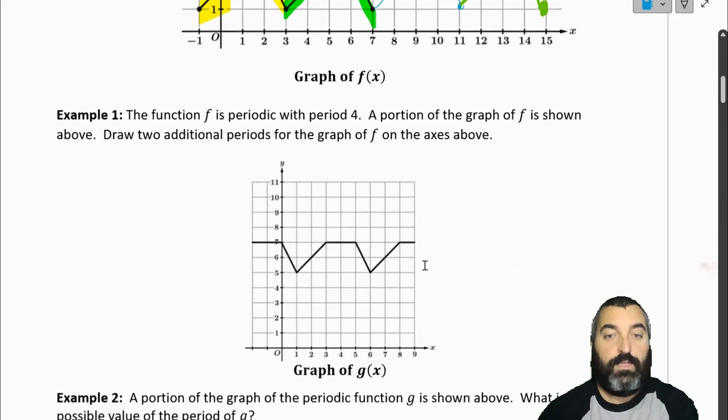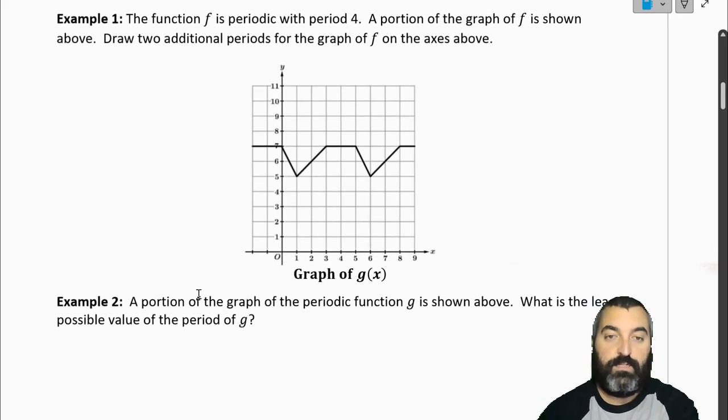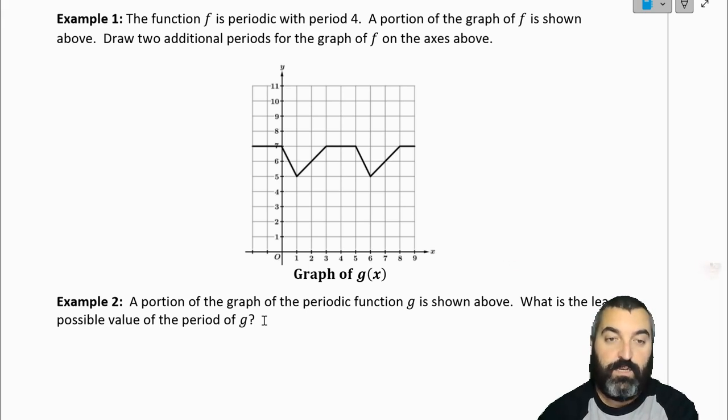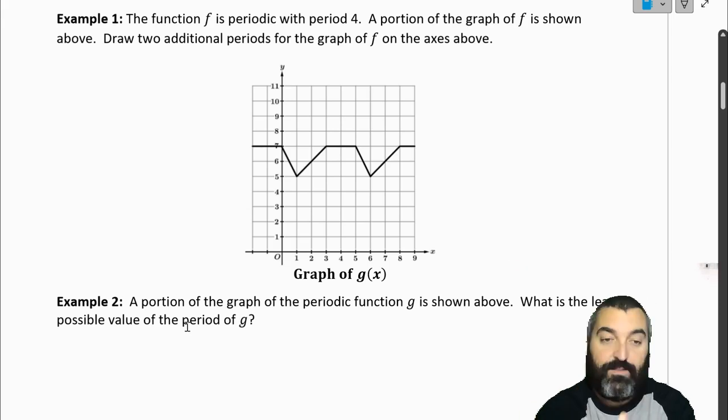Okay. All right, and then in this example, it gives us this portion of the graph. It says a portion of the graph of the periodic function g is shown above. What is the least possible value of the period of g?